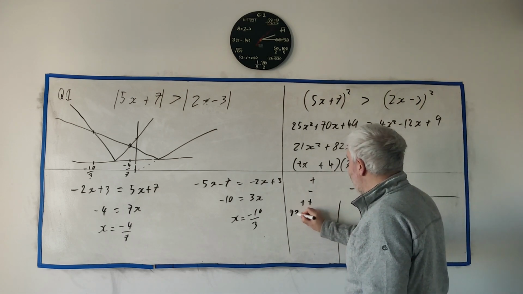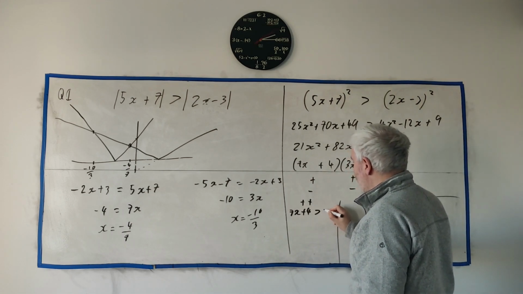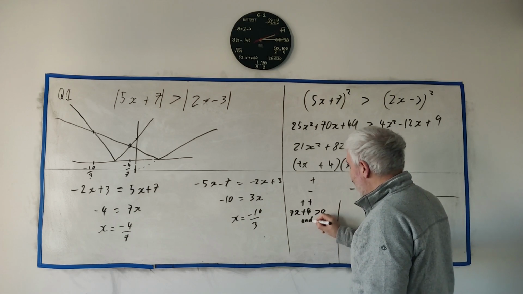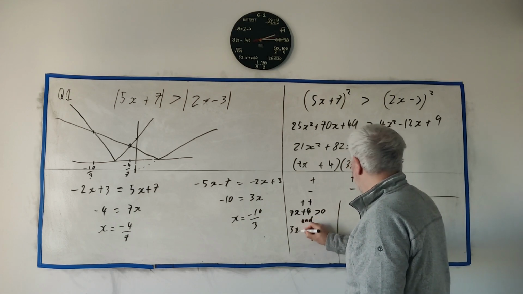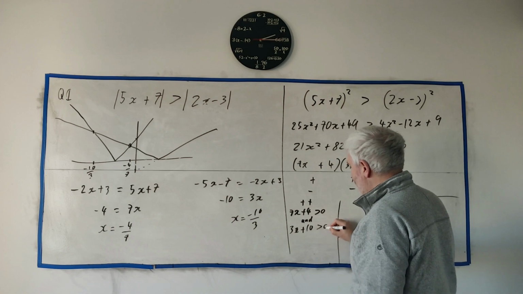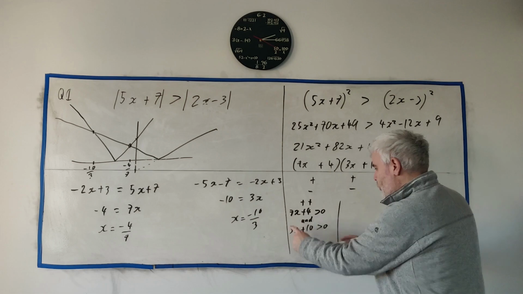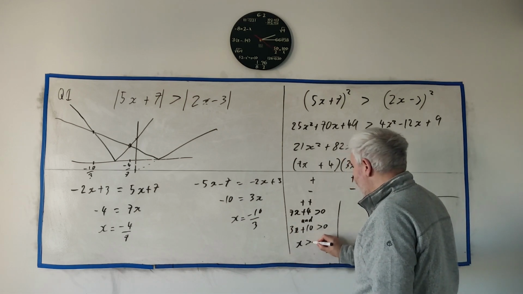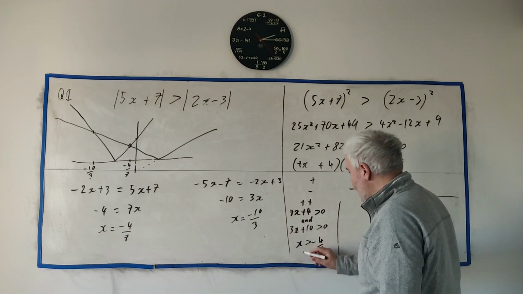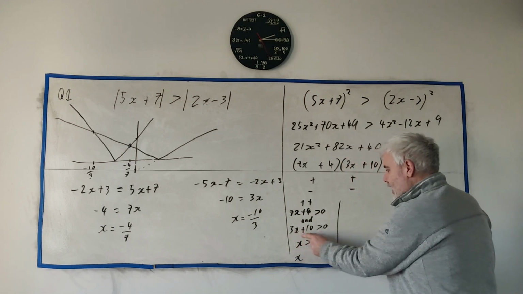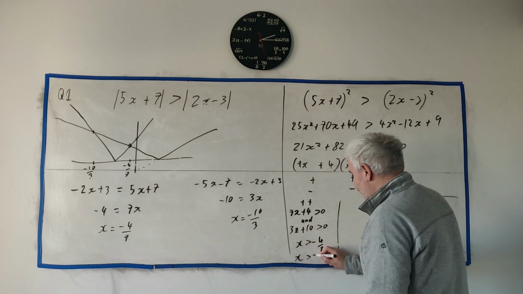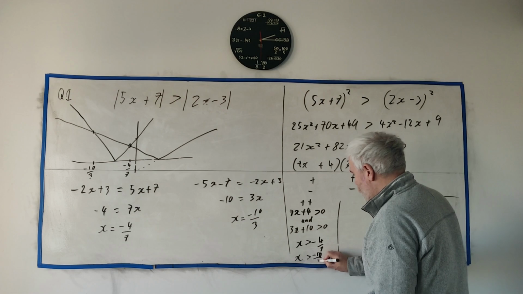So that's 7x plus 4 must be bigger than 0, and 3x plus 10 must be bigger than 0. I'll solve this quickly since I don't have that much room. This would mean x is bigger than minus 4 over 7 and x is bigger than minus 10 over 3.